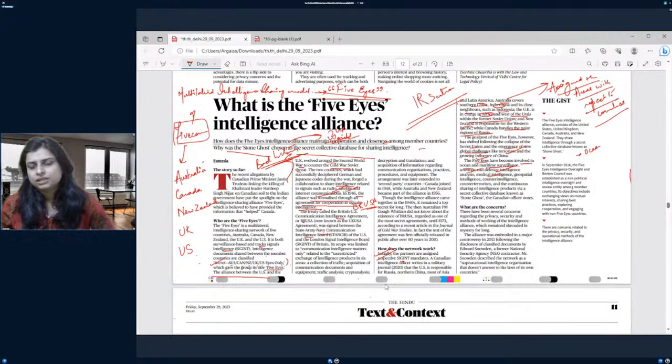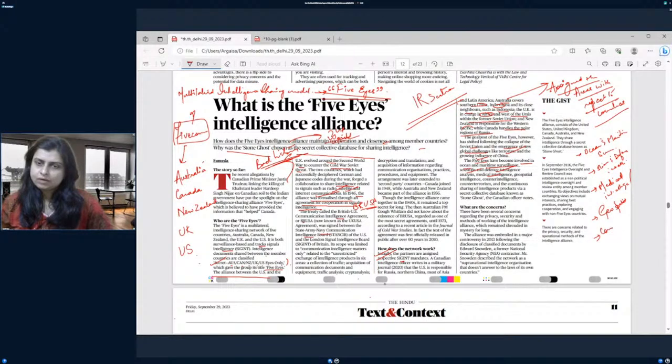First, they are involved in ocean and maritime surveillance. Then they are involved in scientific and defense intelligence. Then they are involved in medical intelligence. Then they are involved in geospatial intelligence. Then they are involved in counterintelligence. Then they are involved in counterterrorism. And they are also involved in what? Continuous sharing of intelligence product via secretive collective database that is known as Stone Ghost.